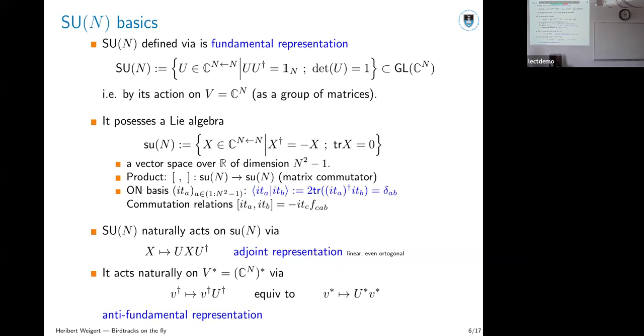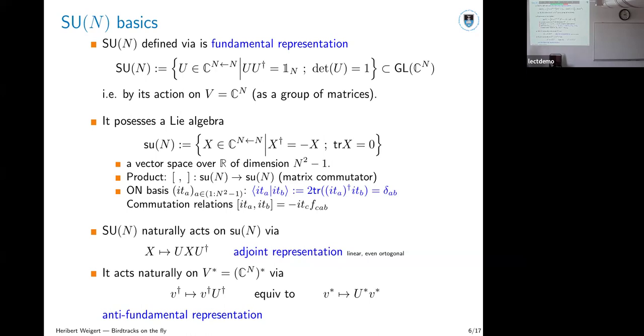The last ingredient I need here is that it also acts naturally on the dual space of the vector space that you worked on. And this is simply done by looking at the dual vectors, the transpose complex conjugate vectors that you would act on normally by multiplying them from the left with U's. You turn the columns into rows, and then you act with your dagger to the left, or equivalently, if you want to act on the right, you just transpose this equation and look at what you see there, and you talk about complex conjugates.